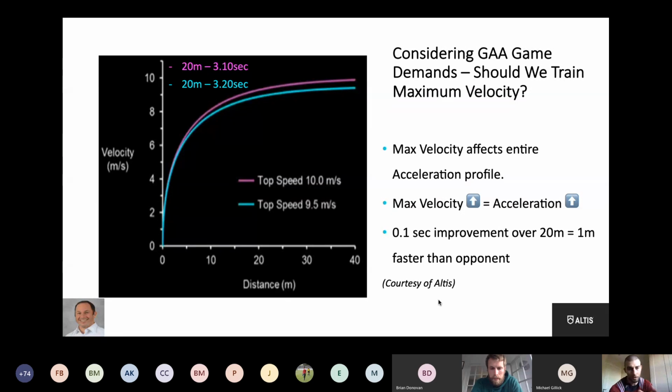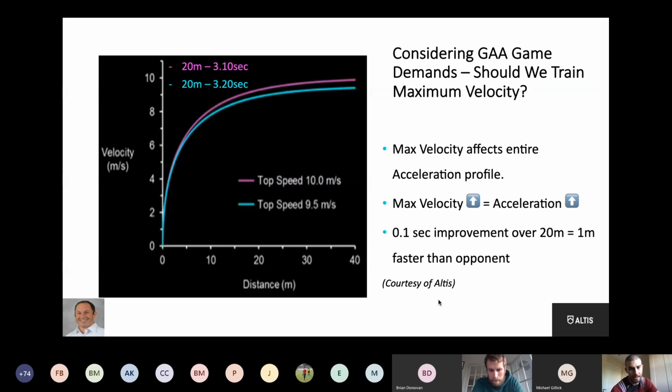And the example there, we took the numbers that were used in this example. If we can knock 100th of a second off a 20-meter sprint, which is the common sprint distance that we do in a GAA match, we're going to improve the player getting to the ball a meter quicker than his previous self or the opposition. So that's a meter separation in getting to the ball before his opposition, which is obviously a key attribute that we want the players to improve on.